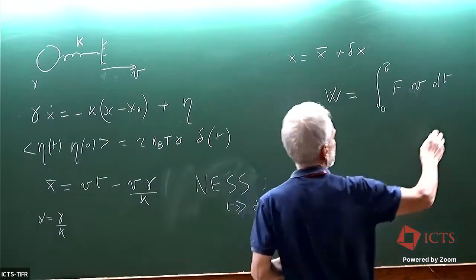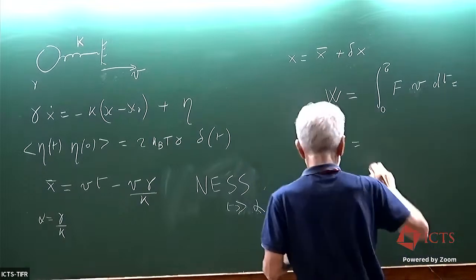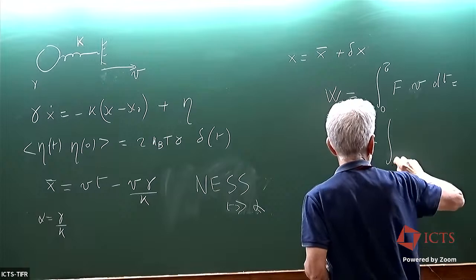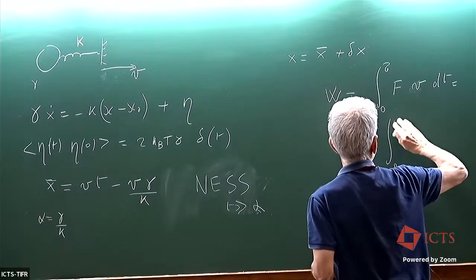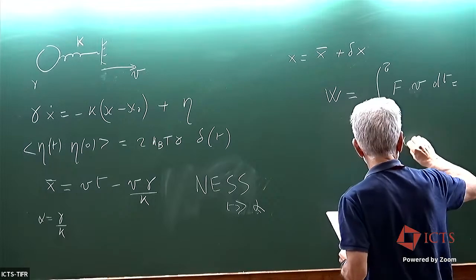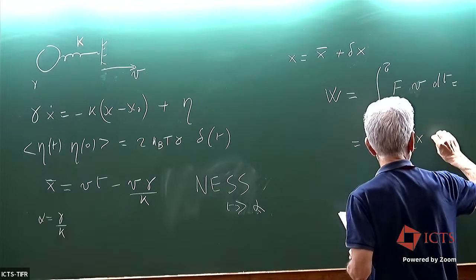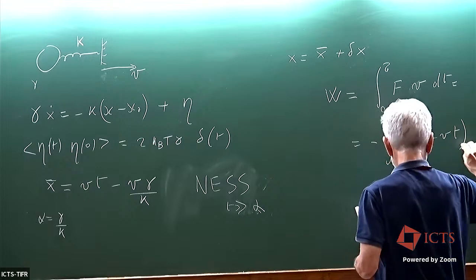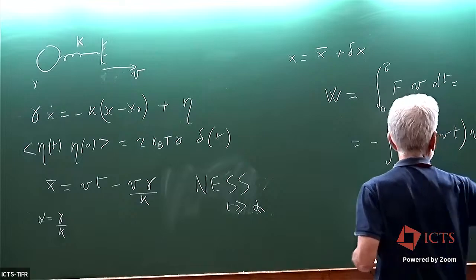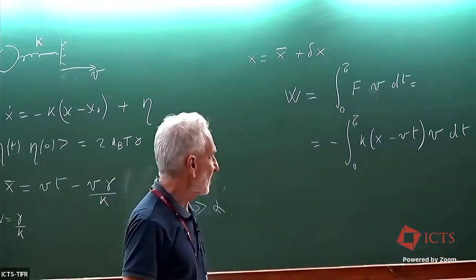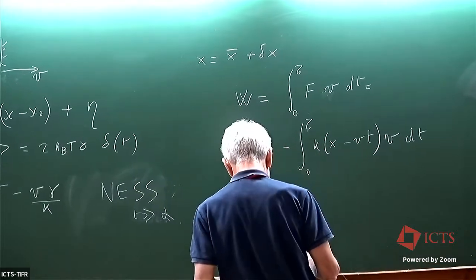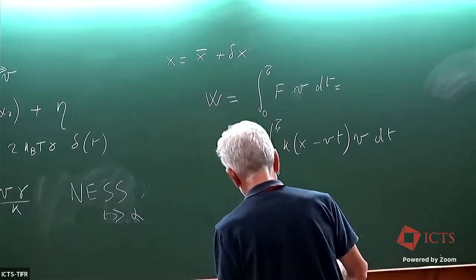So what is the work at the end of the story? It will be minus the integral between zero and tau of minus k times (x minus vt), times v dt. And now you can develop this. I'll give you, of course, the results.